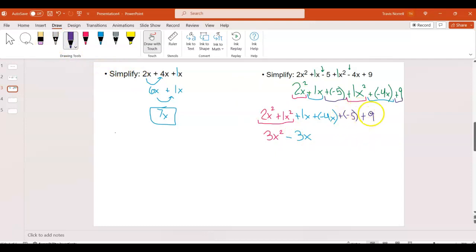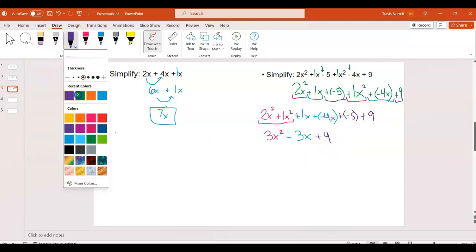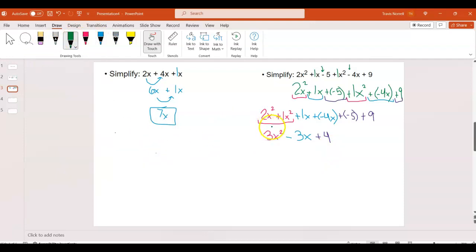Plus negative 5 plus positive 9. Again, signs are different, so I'm going to subtract the numbers, but this time the larger number is positive, so I'm going to keep the positive sign. And 9 minus 5 is 4. So that would be plus positive 4. So my final answer there is 3x squared minus 3x plus 4.